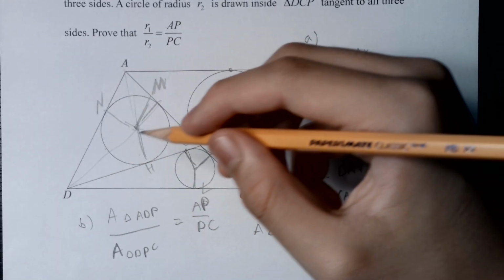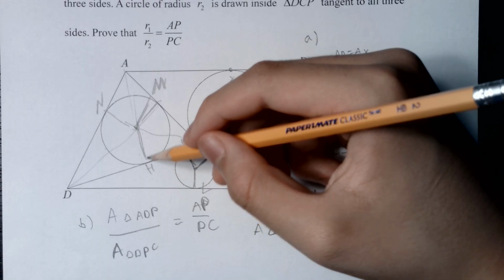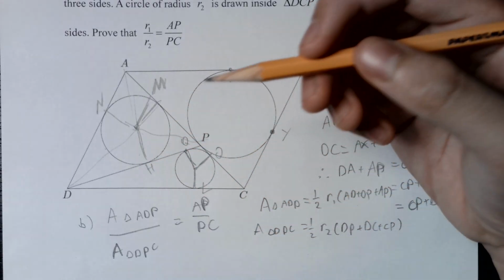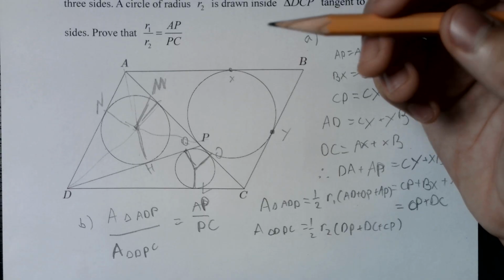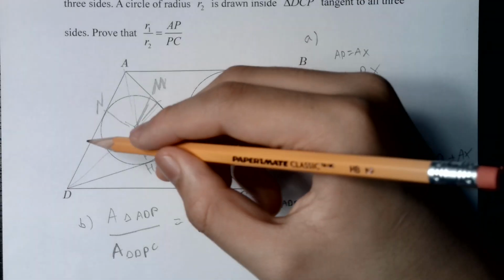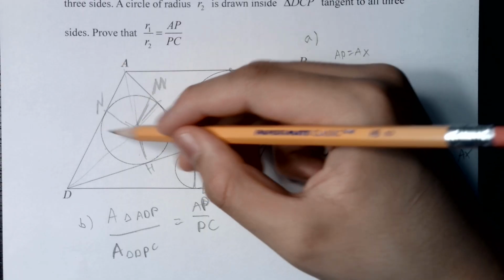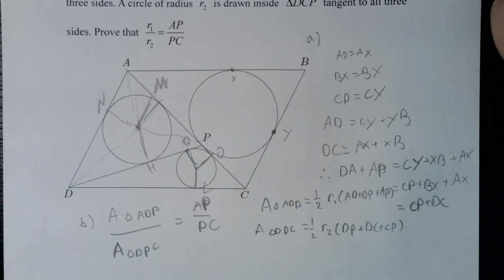Because we know that the radius is going to be perpendicular to the tangent line, and the tangent line on the bottom here is also going to be perpendicular to it, and it's also going to be the base of the triangle. So the area of ADP is just going to be the sum of the areas of these three smaller triangles, which we can find using the radius, which is this.